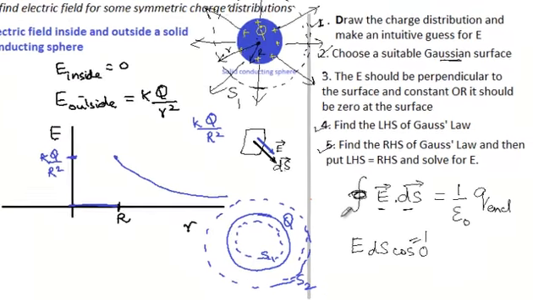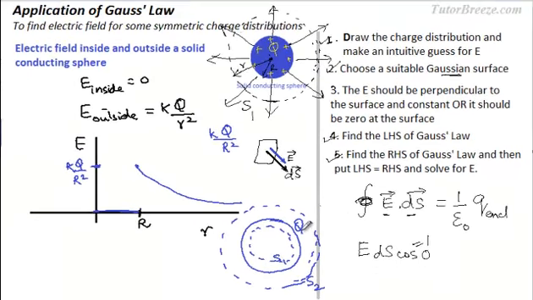So now this brings us to the end of the discussion on electric field inside and outside a solid conducting sphere. And you can similarly derive the electric field both inside and outside a spherical shell. And then if you plot it on a graph, you'll get the same graph.